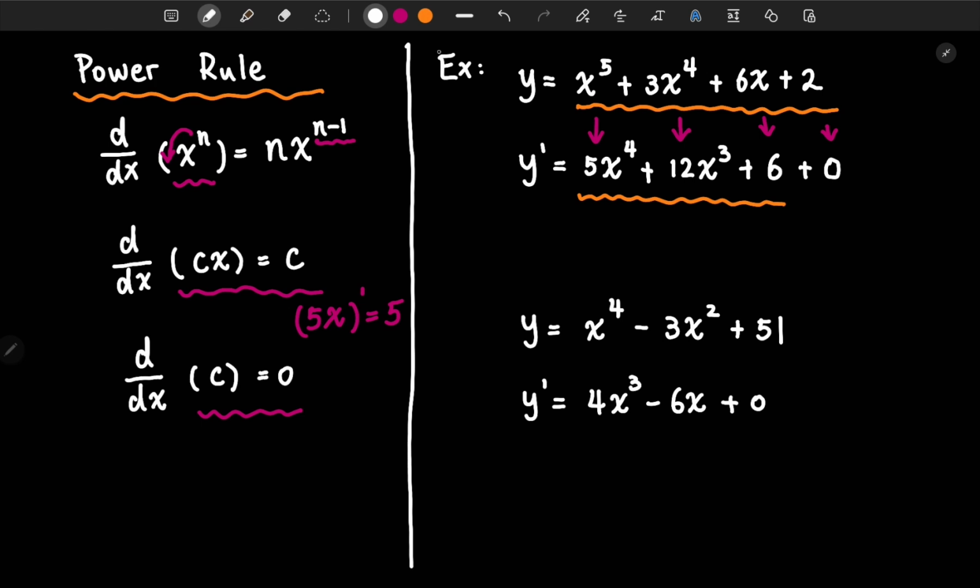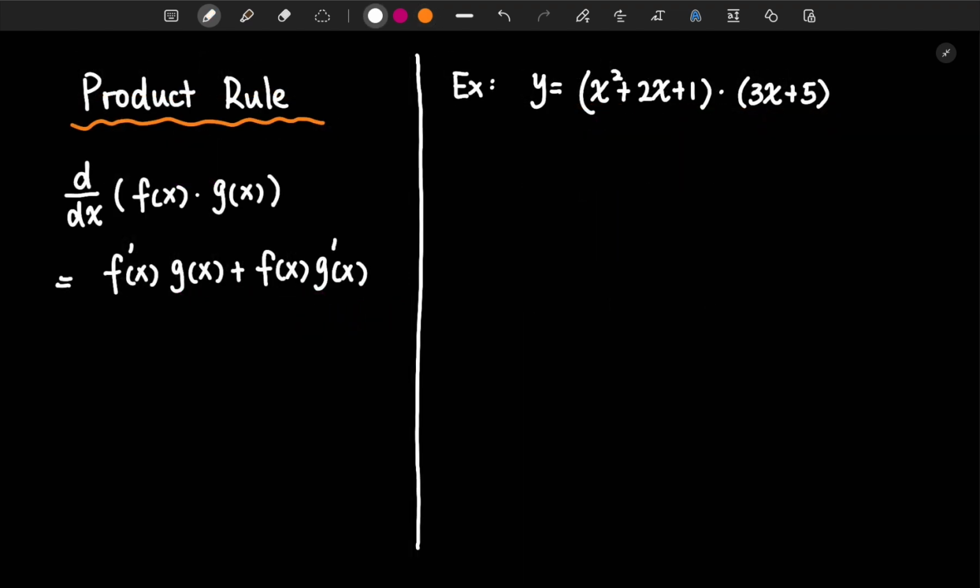So our y prime will be equal to 4x to the third power minus 6x. Let's look at the product rule. We will use the product rule when we have two functions multiplying each other. To calculate the derivative of that, first we write down the derivative of the first function times the second function, plus the first function on its own times the derivative of the second function.